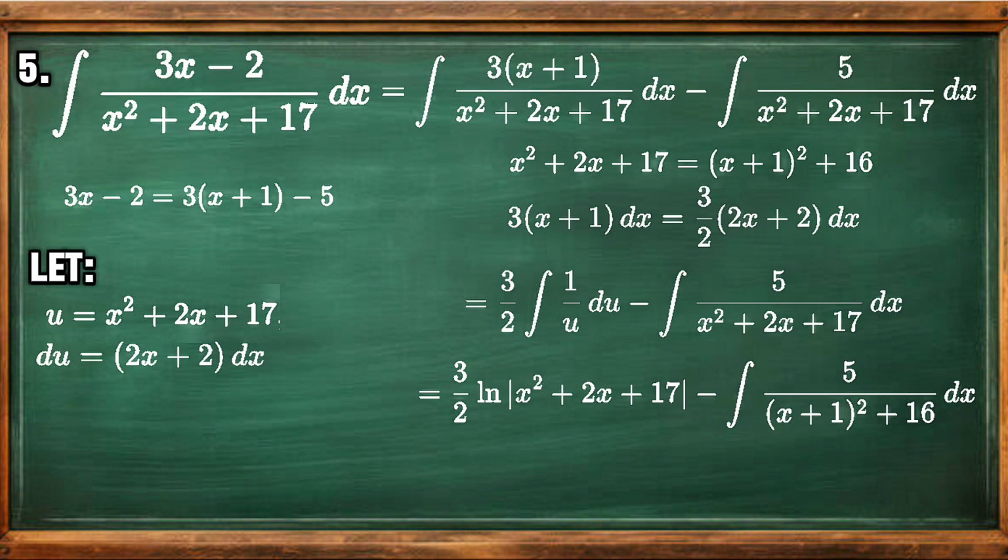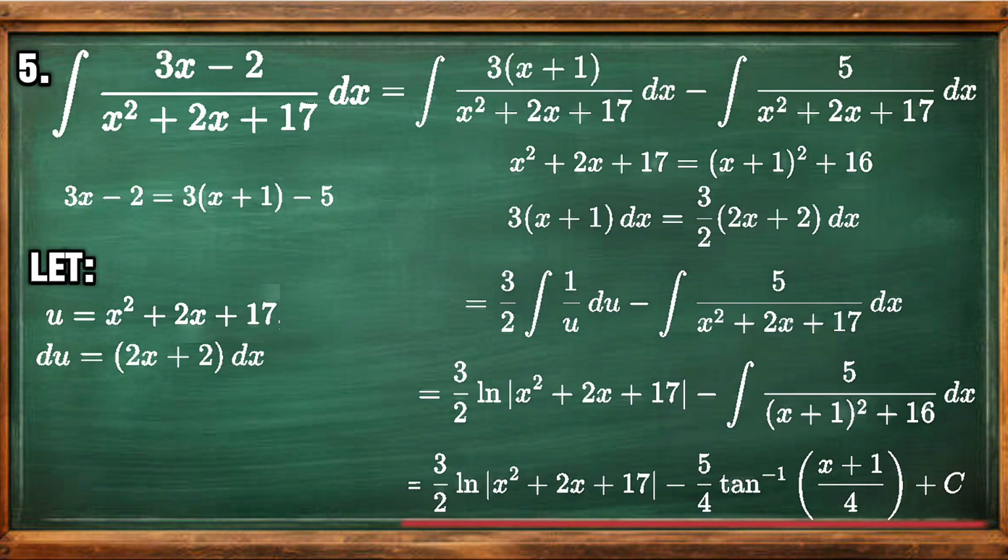The second integral with a constant 5 in the numerator and a perfect square plus a constant in the denominator is a standard inverse tangent form. This gives us our final answer as 3 over 2 times ln of x squared plus 2x plus 17 minus 5 over 4 times arctan of x plus 1 over 4 plus c.